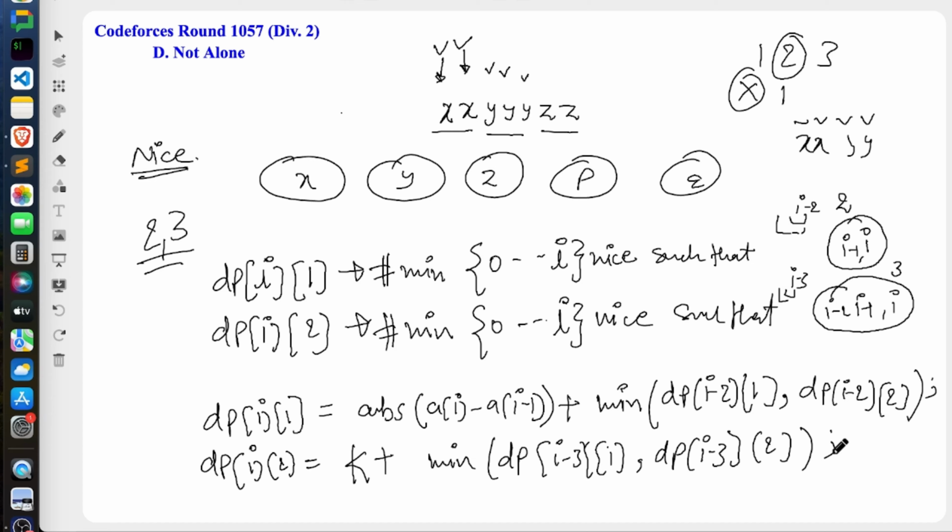So yeah, that's it. And one more thing, in the problem statement, this array is circular, right?